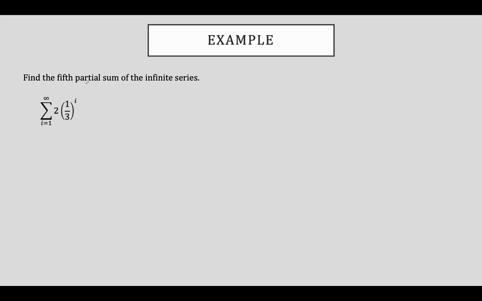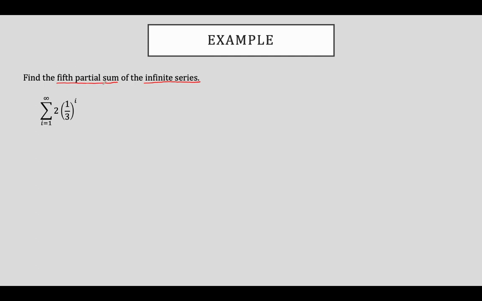Find the fifth partial sum of the infinite series. So infinite series implies that we are adding up an infinite number of terms together. But in this particular case, we are asked to find the fifth partial sum. When you are asked to find a partial sum, that just means they want you to add up, in this case, the first 5 terms. If it were a fourth partial sum, you would add the first 4 terms. If it were a 10th partial sum, you would add the first 10 terms.